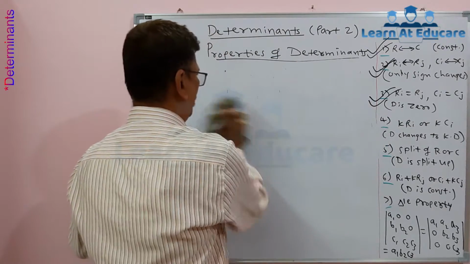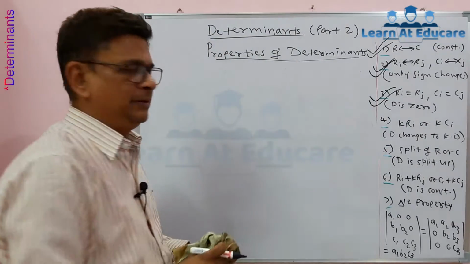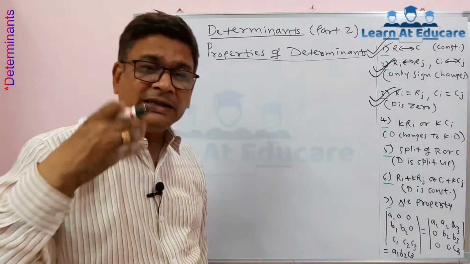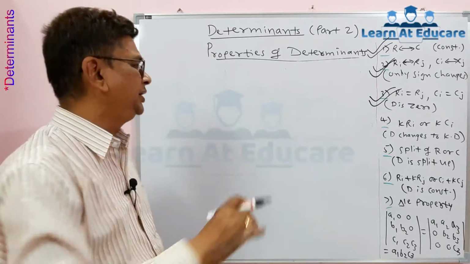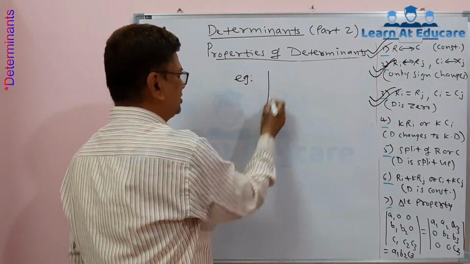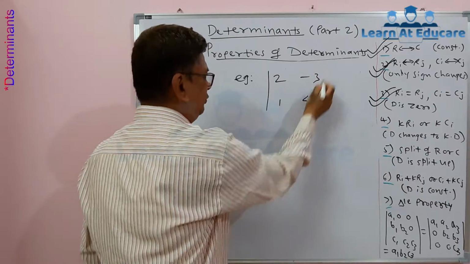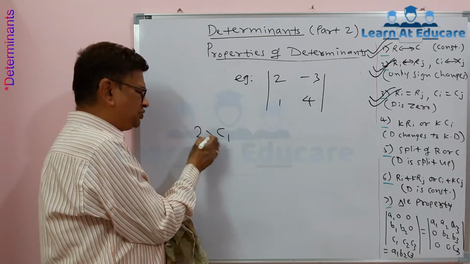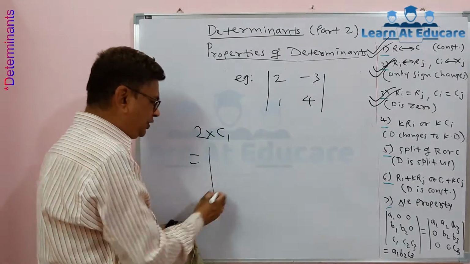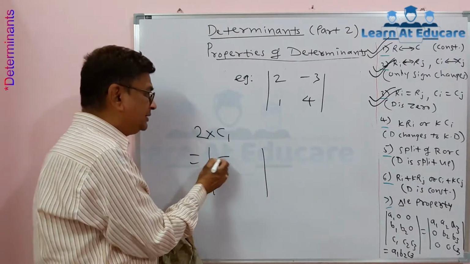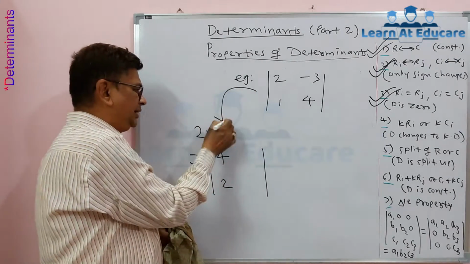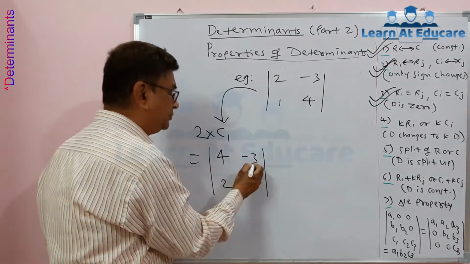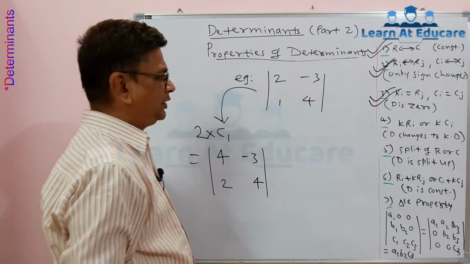Now we'll take the next property, and that next property is if any row of a determinant or any column of a determinant is multiplied by some number k, then the new determinant value is k times the value of the original determinant. For example, if you have such a determinant 2 minus 3 1 4, and suppose you multiply the first column by 2, means we are doing 2 into c1. Now 2 into c1 means 2 into the first column, that will become now this new determinant like this. 4 2 will be the first column, after multiplying, the second column has no change.